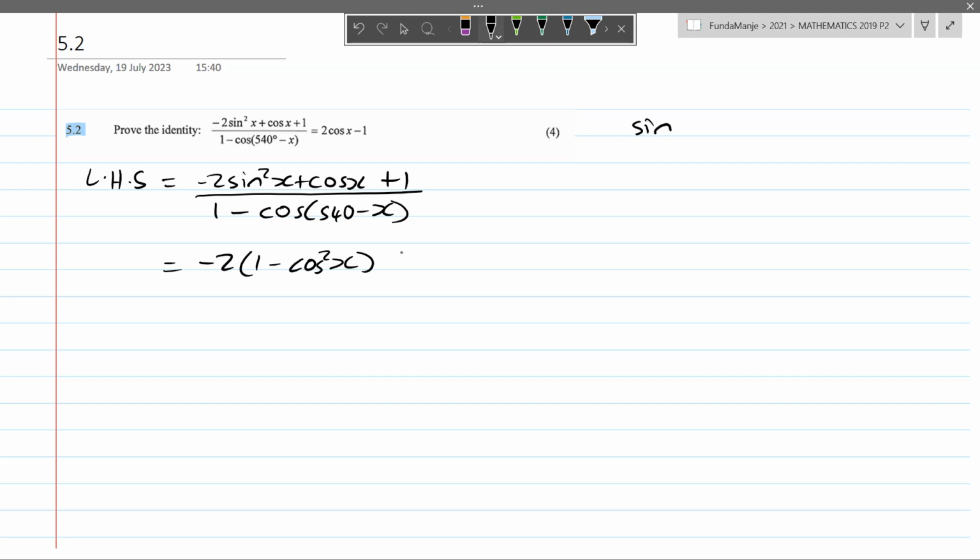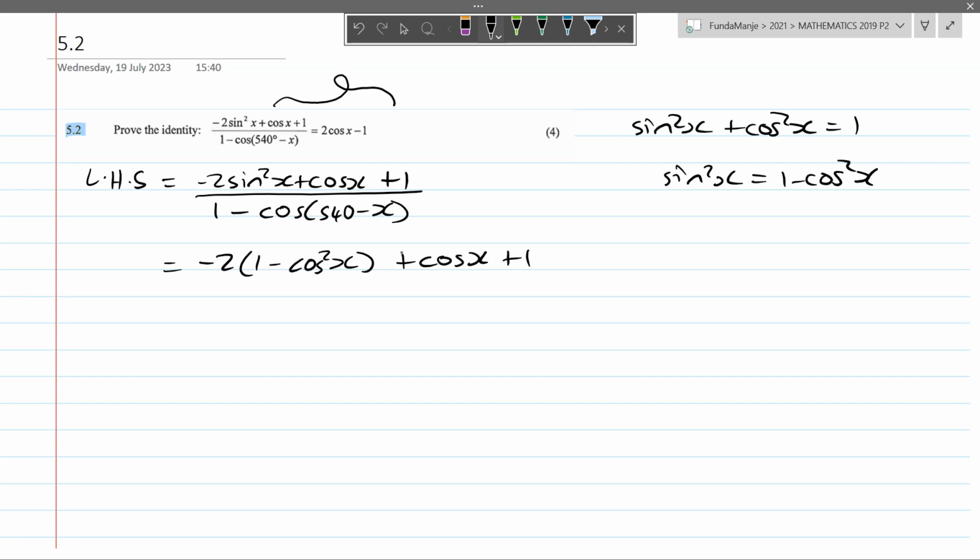So we have sine square x plus cos square x is equal to 1. Make sine square x the subject of the formula, and you get sine square x is equal to 1 minus cos square x, which is the substitution I just made. Then I'll say plus cos x plus 1. See, I'm trying to just move around because I have an idea of what my final thing should be. It should be something that has to do with cos x. So I'll try to convert as many things as I can to cos x.